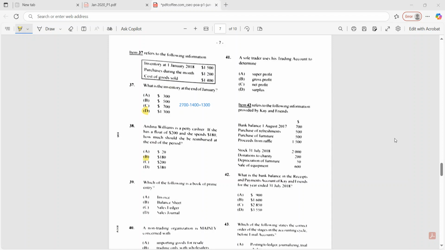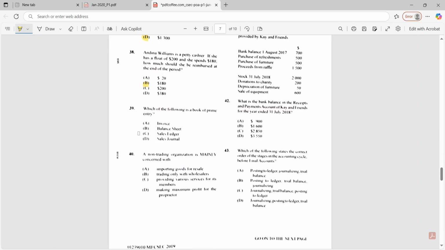All right, number 39. Which of the following is a book of prime entry? Is it an invoice, a balance sheet, a sales ledger, or a sales journal? And we know that our books of original or prime entry would be our journals, so it must be D.